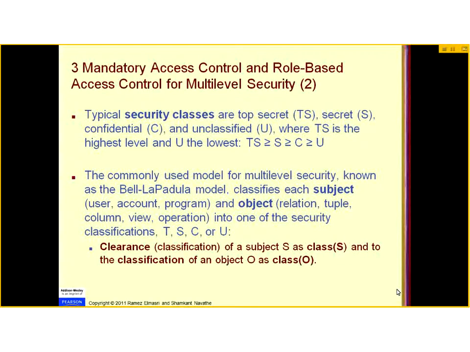Typical security classes are top secret, secret, confidential, and unclassified, where TS is the highest level and U is the lowest level. The commonly used model for multi-level security, known as the Bell-LaPadula model, classifies each subject and object into one of the security classifications. We have the clearance of a subject S as class S and the classification of an object as class O.